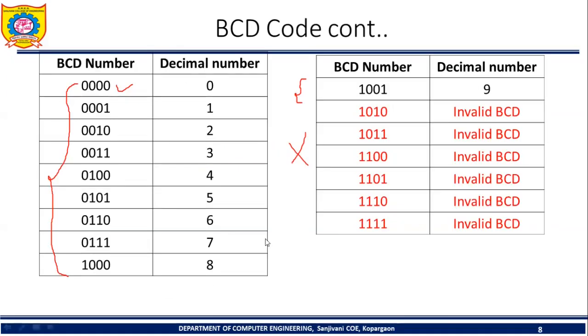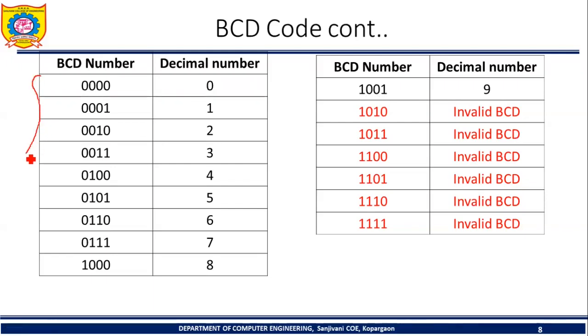Let's try to understand it with the help of one table. In this table you will find the first column labeled as BCD number, and the next column labeled as decimal number. Here I have shown decimal numbers starting from 0 to 9. In case of BCD, decimal numbers from 0 to 9 are represented by using 4 bits. Each decimal number is represented by using 4 bits. For example, 7: what is the 4-bit binary equivalent of 7? It is 0111. Similarly, the 4-bit binary equivalent of 9 is 1001.